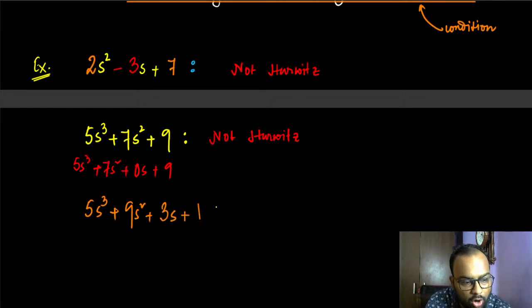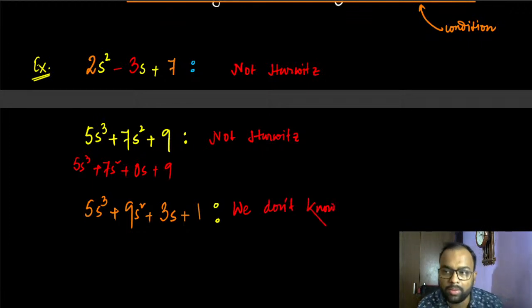Now, is it a Hurwitz polynomial or not? The answer is we don't know. The problem is the necessary criteria tells me what is necessary to be Hurwitz. If it violates the necessary criteria, then it is definitely not Hurwitz. But if the necessary criteria is satisfied, then we don't really know whether it is Hurwitz or not. It could be Hurwitz, it could be not. But if it violates the necessary criteria, then we definitely know that it is not a Hurwitz polynomial.